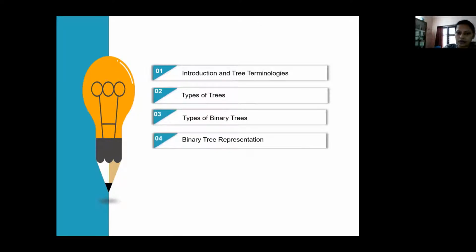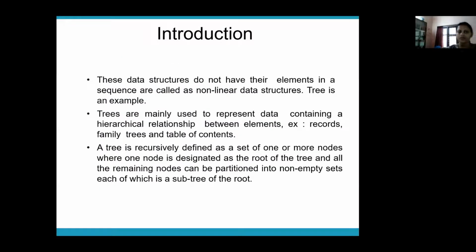So this is what we are going to see today. Let's begin with a small introduction to tree data structure. Okay. So you all know that tree is what kind of data structure? Is it a linear data structure or non-linear data structure? Non-linear. So you know that tree is a non-linear data structure, right?